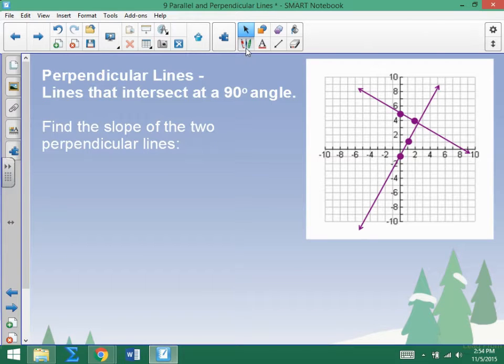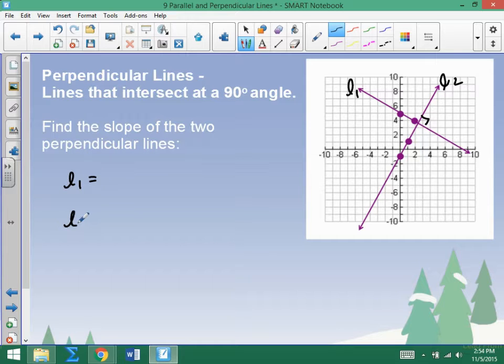So perpendicular lines are lines that intersect at a 90-degree angle, and you'll often see that noted with a box in the corner of two lines intersecting. So here we have two perpendicular lines. We'll call the first one line 1 and the second one line 2. Let's find their slopes and see if there's anything special about theirs. If you'll remember, parallel lines have the same slope. So let's look at perpendicular line slopes.